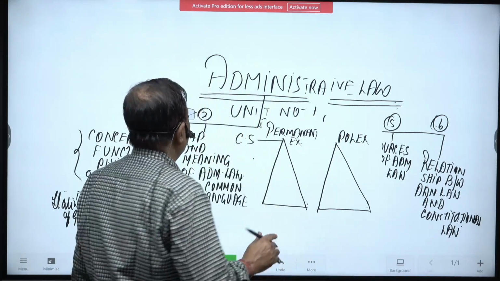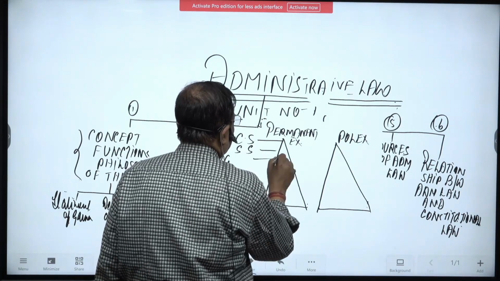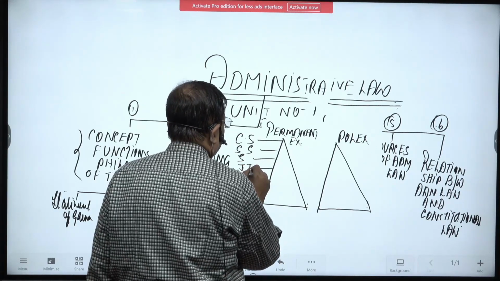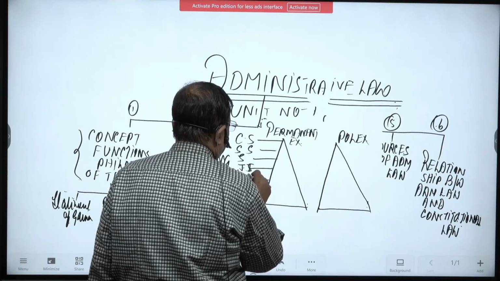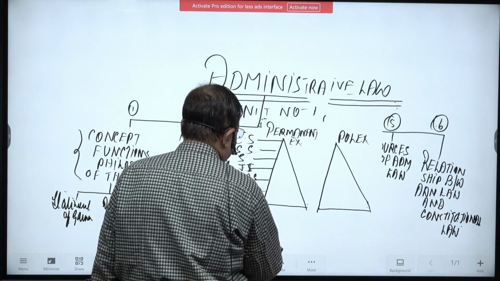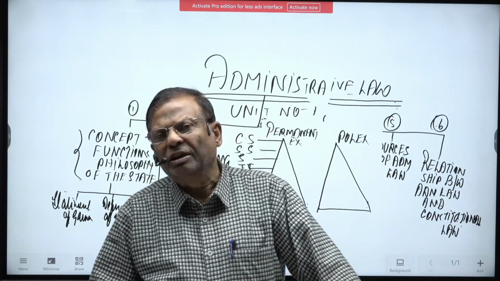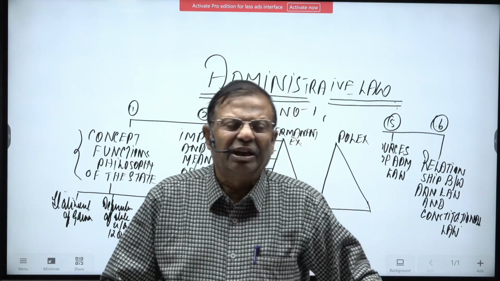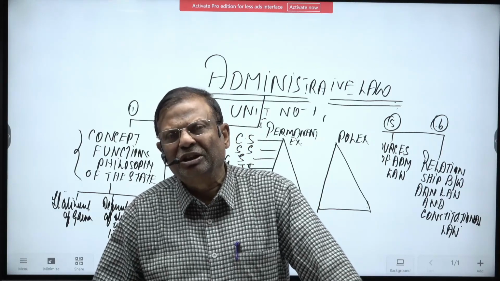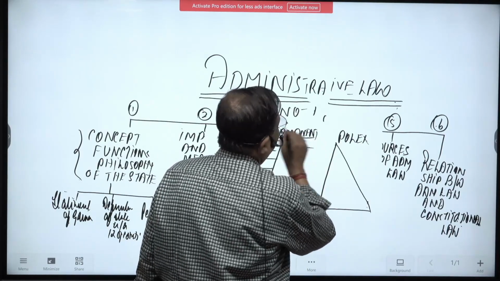Cabinet secretary is followed by a special secretary. Special secretary is followed by secretary. Secretary is followed by joint secretary. Joint secretary is followed by deputy secretary, then under secretary, and the last is section officer. When you are talking about the administrative officials and their bureaucratic structure, it is to be studied in seriatim under the heading permanent executive.